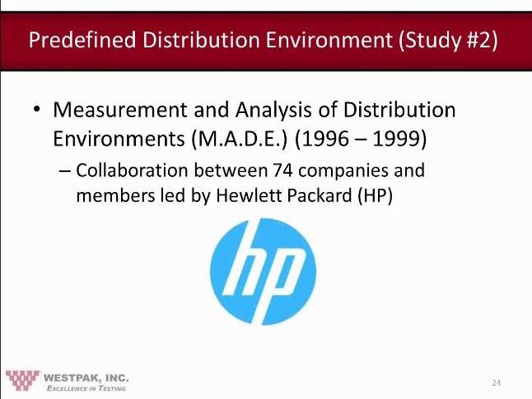Thanks, Herb. So I'm going to talk about a second study that happened pretty much 20 years later, or not even 20 years later. Like Herb said, FPL data was obtained somewhere in the 1950s, so you could think about it 40 to 50 years later, and this is when the Measurement and Analysis of Distribution Environment study happened, which is MAID for short.